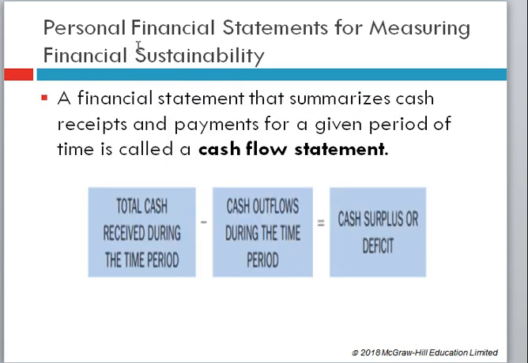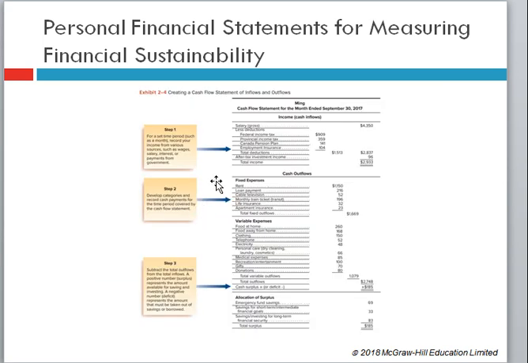So a financial statement that summarizes cash receipts and payment for a given period is a cash flow statement. Now we are moving to the second financial statement, that is cash flow. So what does it entail? It entails cash received during the period minus cash outflows during the period, and it gives you surplus or deficit. So this is an example.